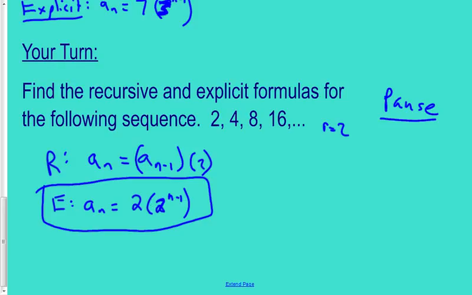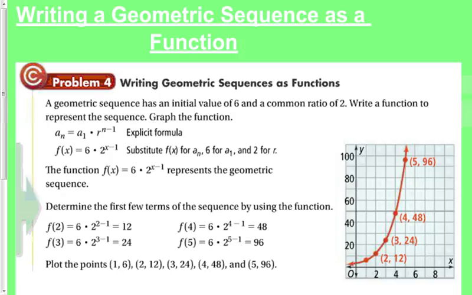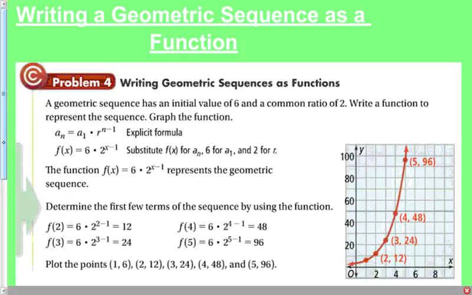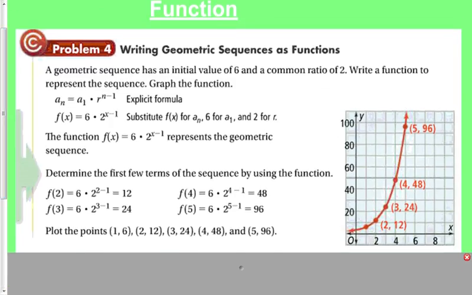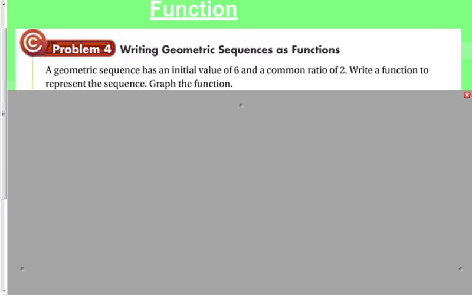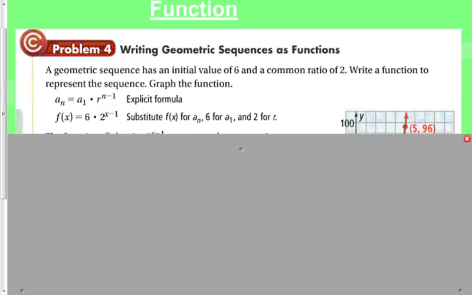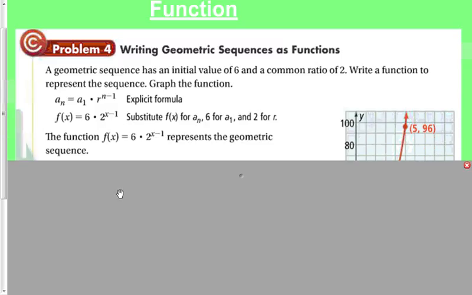All right. Now, let's write a geometric sequence as a function. Since they are like exponents, you can write them as functions. So a geometric sequence has an initial value 6 and a common ratio of 2. Write a function to represent the sequence, and graph the function. We're going to use the explicit formula: 6 is our initial value times 2 to the x minus 1. So we're going to use x instead of n now. That's all. The function looks like that.